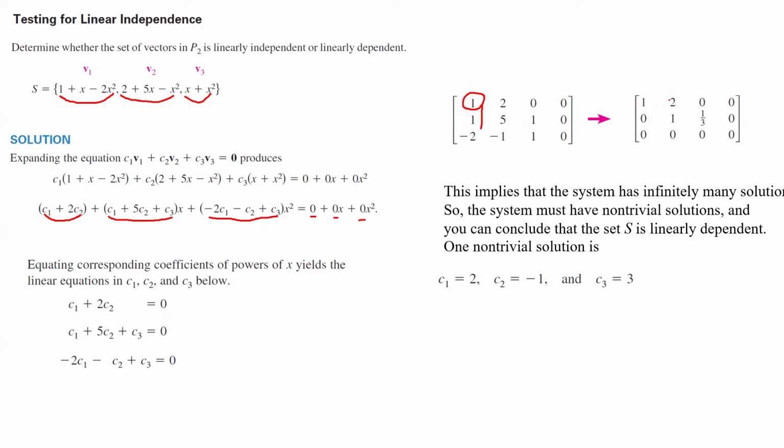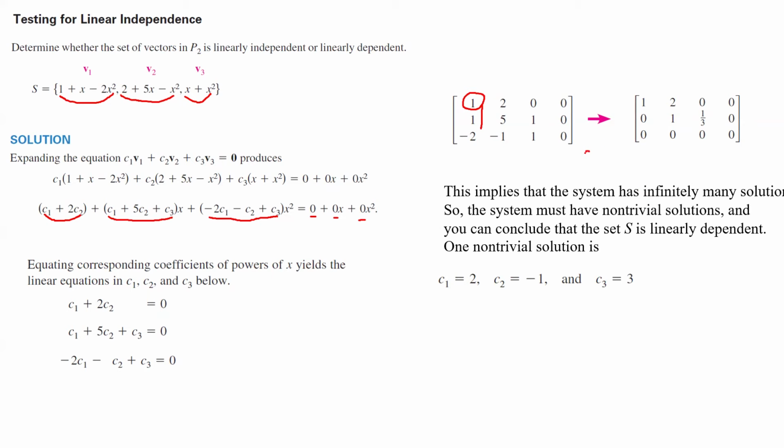C1 plus 2C2 is equal to 0. C2 plus a third C3 is equal to 0. All right, so you get C1 plus 2C2 equal to 0, and C2 plus a third C3 is equal to 0. This implies that the system has infinitely many solutions because you end up with 2 equations and 3 variables.